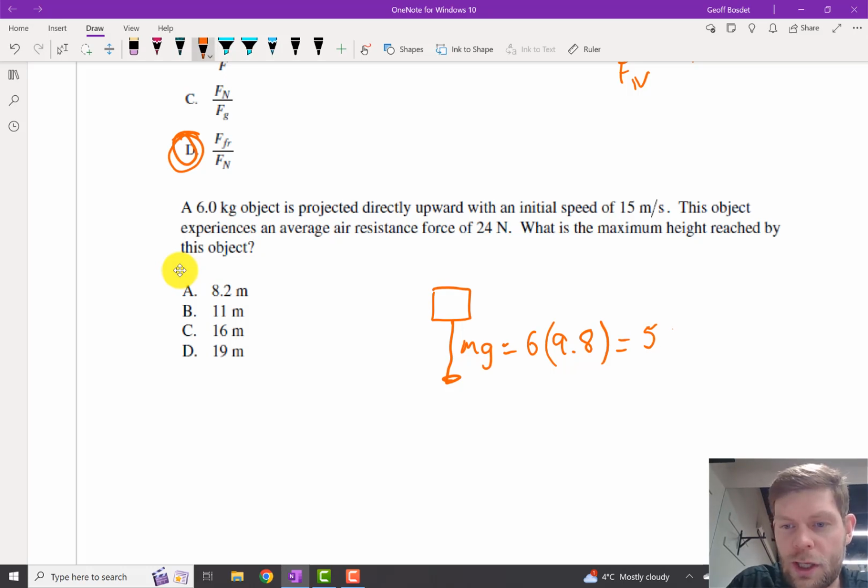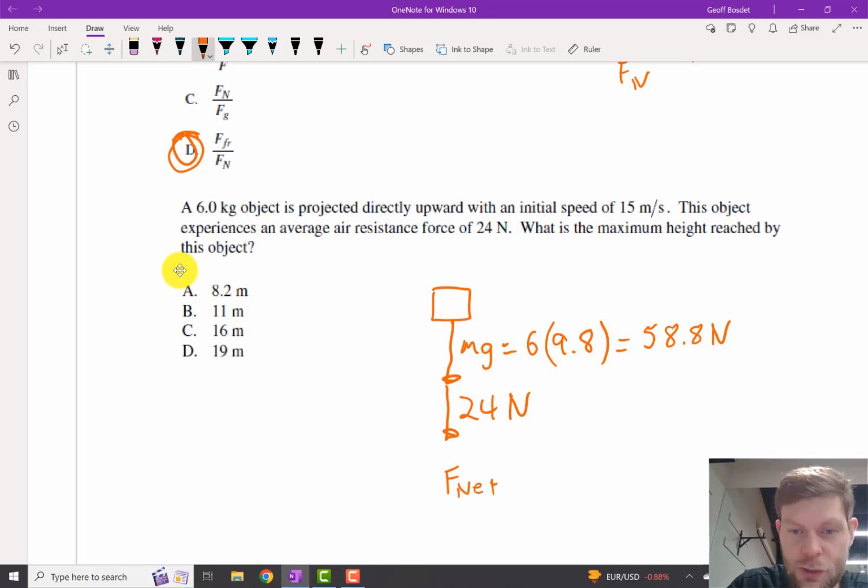Oh, having a moment. 58.8 newtons. And then there's an additional 24 newtons of air resistance. So in total, there's nothing pushing it up. It's just momentum keeping it going. So both of these forces are accelerating it down. We've got a net force of our total uncanceled force, so these just add, which would be 82.8.